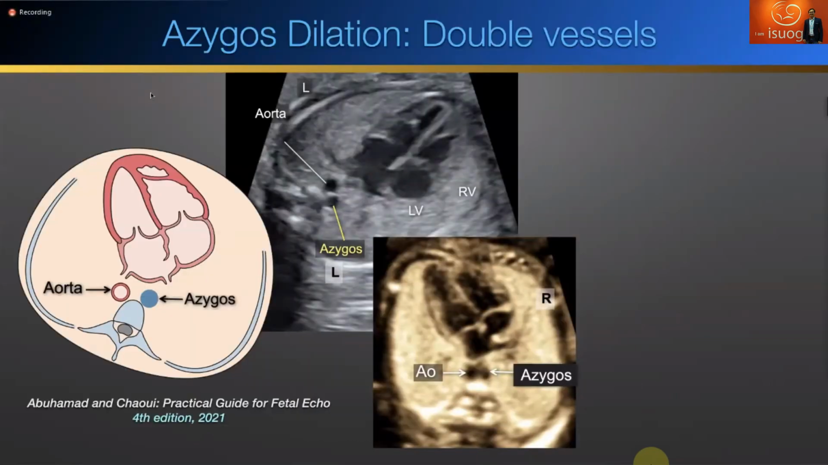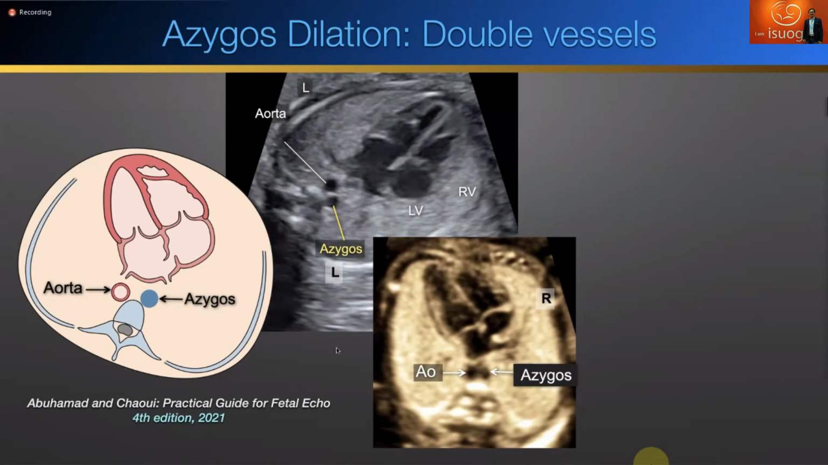So the inferior vena cava is absent in these fetuses, and the blood from the kidneys and from the pelvic region comes and drains into the azygos. The azygos becomes dilated, and you see it side by side close to the aorta, as seen here. But you will see it only if you are focusing on the region behind the heart and recognizing that instead of one, there are two enlarged vessels.